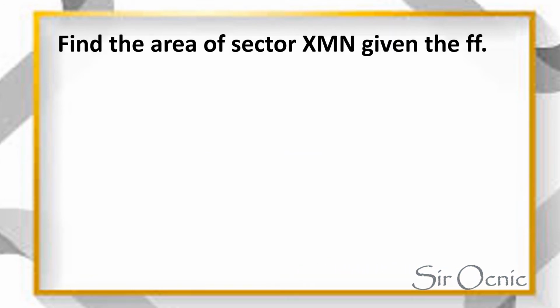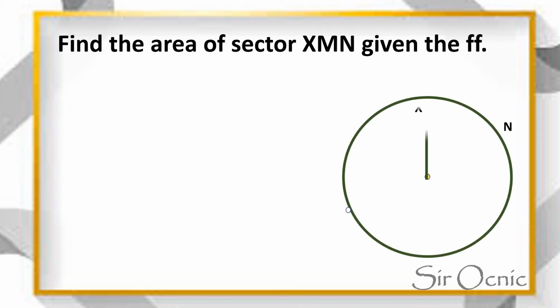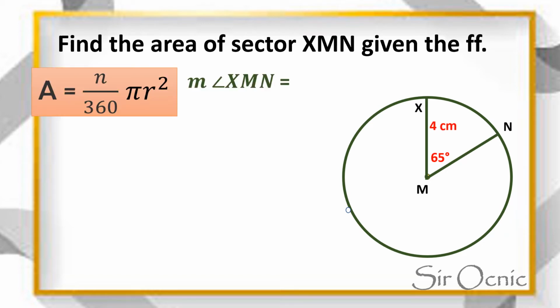Find the area of sector XMN given the following. The given facts based on the figure are the measure of angle XMN, which is the central angle, is equal to 65 degrees, and the measure of segment XM, which is the radius, is 4 centimeters.